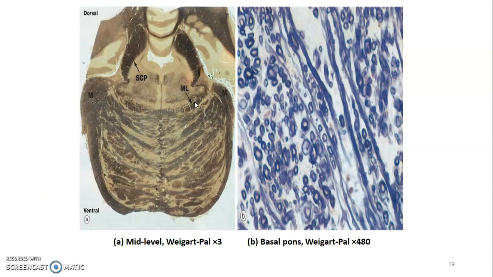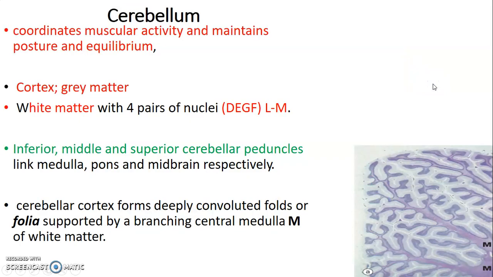Then we move to the next slide. Coordinate the muscular activity and maintain posture and equilibrium. There's a lecture on the cerebellum, so you can go and check in detail the functions. The cerebellum has an outer cortex, which is the gray matter, and an inner white matter. The white matter contains axons of neurons, but within this white matter, we still have 4 pairs of nuclei.